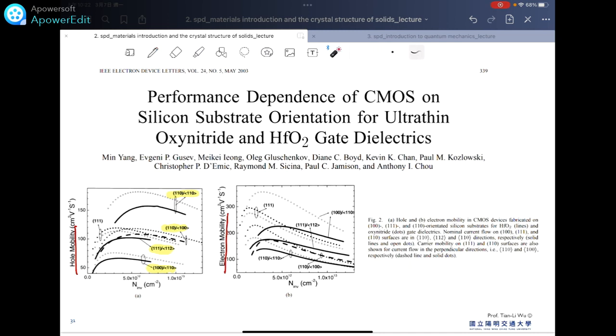In this paper, it's quite nice that they realized that not everyone might still remember the concept of the Miller index, so they also make a small remark to remind everyone: the 110 here is also shown for current flow in the perpendicular direction. So the current flow, this is the direction. They just remind you that the two different styles of bracket, one indicates a plane and the other indicates a direction. That's exactly how the textbook tells us.